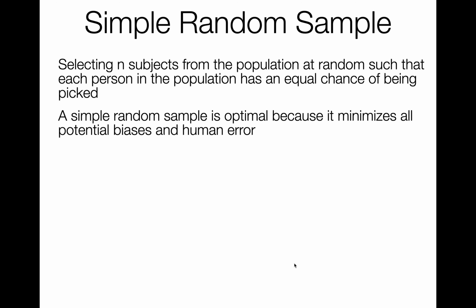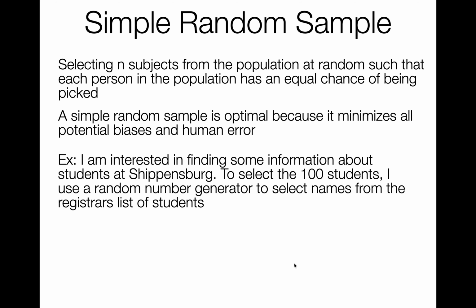A simple random sample is optimal because it minimizes all potential biases and human error. Okay, so we'll talk about bias in just a second, later on in the next video. But when I sample randomly, human error goes away. So it turns out that humans are really bad at randomness, okay? And there's a number of ways that I could show you that you're bad at being random. Humans are really bad, and so when I don't pick truly randomly, then bad things can happen. So that's why a simple random sample is good.